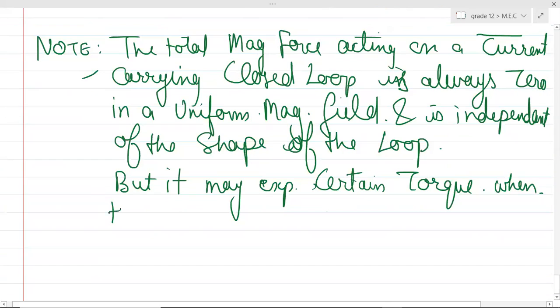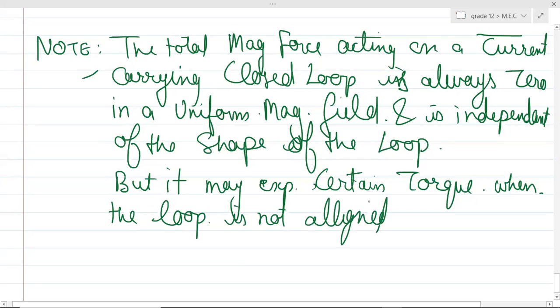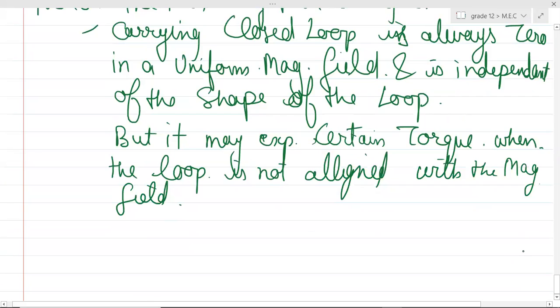But it may experience certain torque when the loop is not aligned with the magnet. Is this clear, guys?